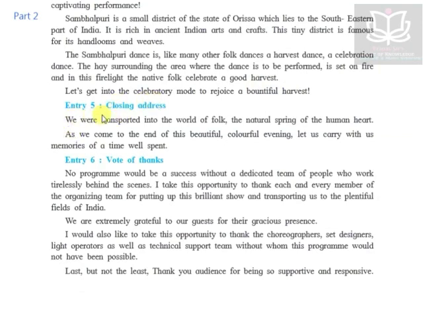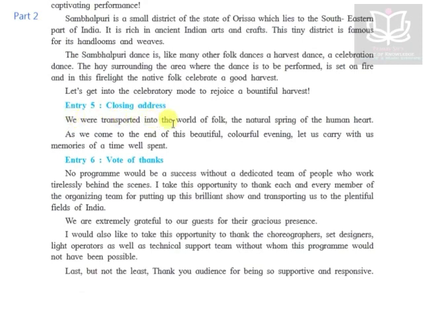Entry 5 is the closing address. Now we have addressed everyone, we have welcomed the chief guest, and the show is about to end. So now we have to give the closing address, where we ask the chief guest, whoever it is, to deliver a speech. Maybe the principal will give the speech, or any other person. If you are in an office, maybe your HR will give a speech. It can be anybody, your team leader.